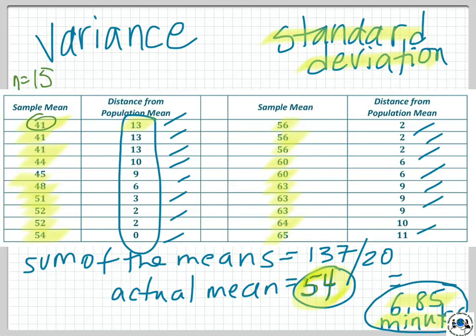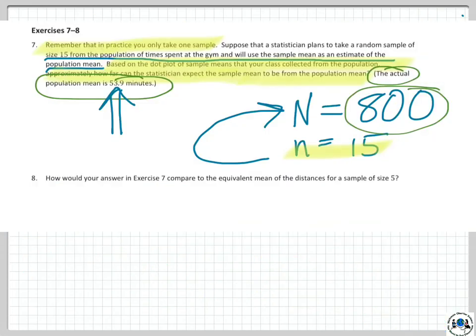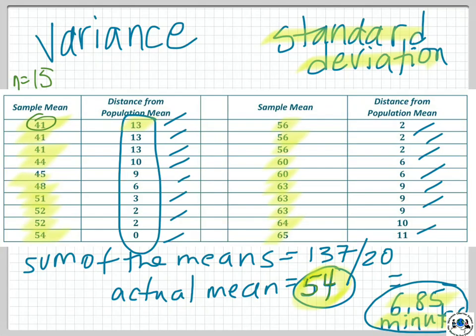Okay, so when answering this question here, it says, approximately how far can the statistician expect the sample mean to be from the population mean? If we took this data, we could see that he or she could expect to be about 6.85 minutes, or about 7 minutes from the sample mean.